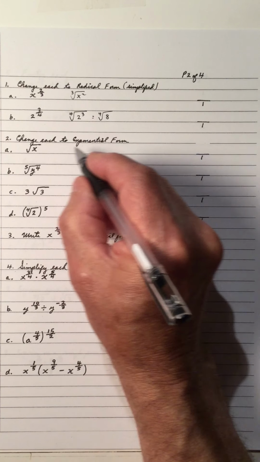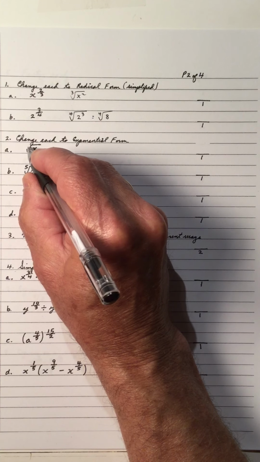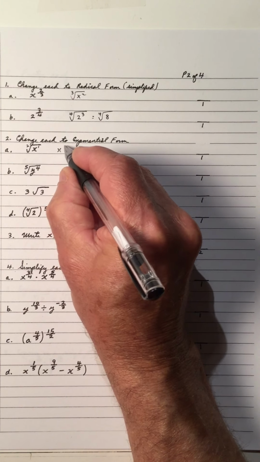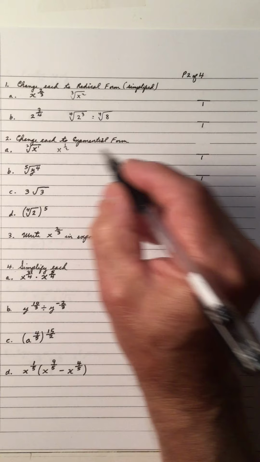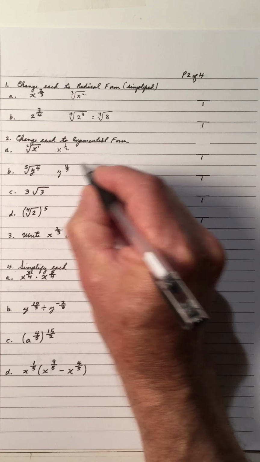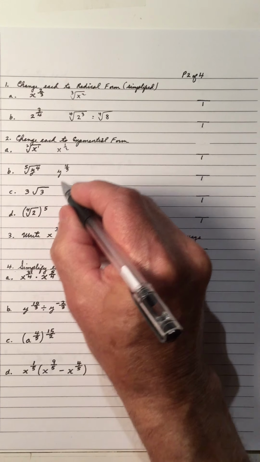Change each to exponential form. This is the square root. That's understood to be a 2, and that's a 1, so that's x to the 1/2, 1 mark. This is y to the 4/5, a mark.